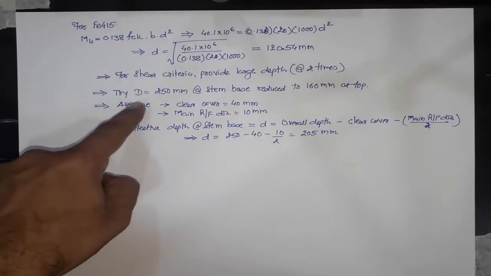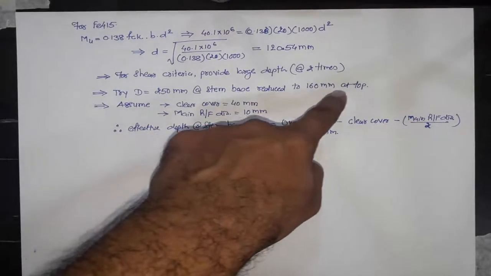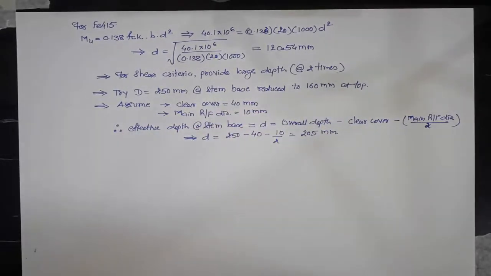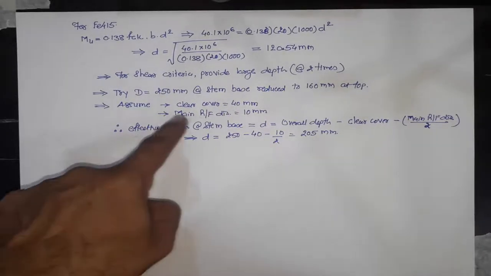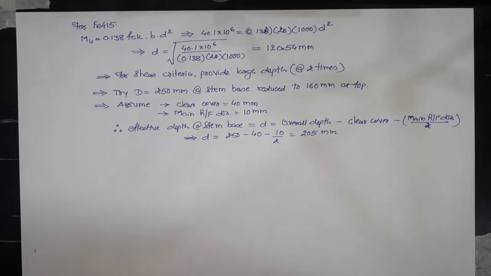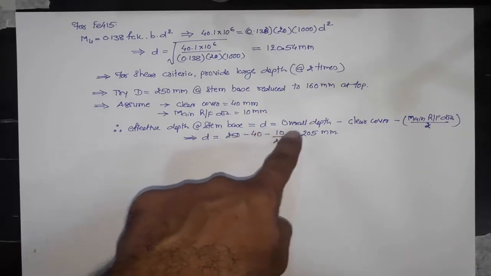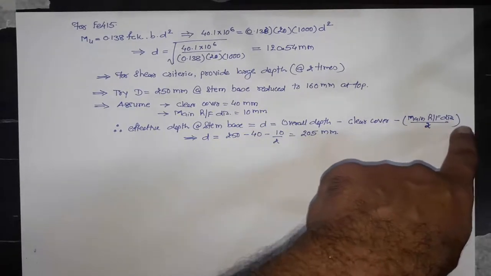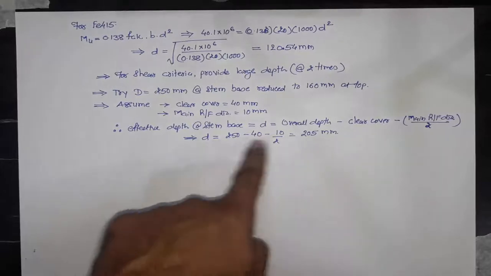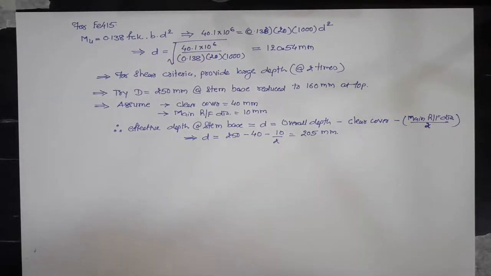Therefore, we will try a depth of 250 mm at stem base, which will get reduced to 160 mm at top. We will assume clear cover as 40 mm. We will assume main tensile reinforcement as 10 mm diameter. Therefore, effective depth at stem base will be equal to overall depth minus clear cover minus main reinforcement diameter divided by 2. That comes out to be 205 mm. This depth will be used further in our design procedure.